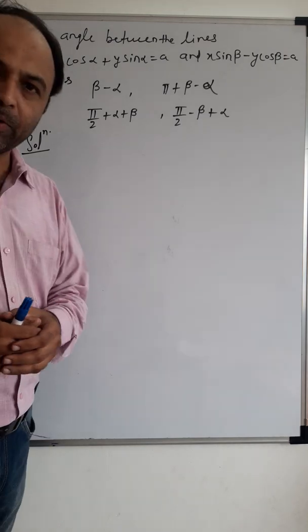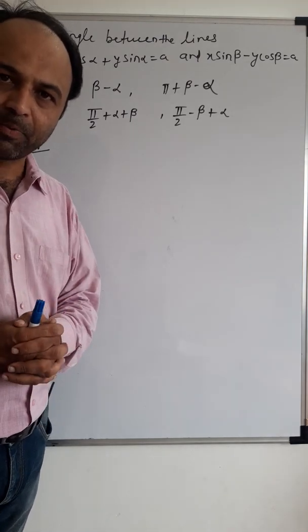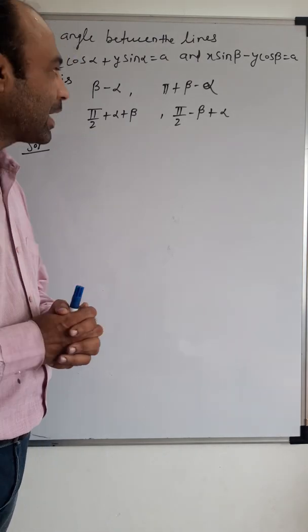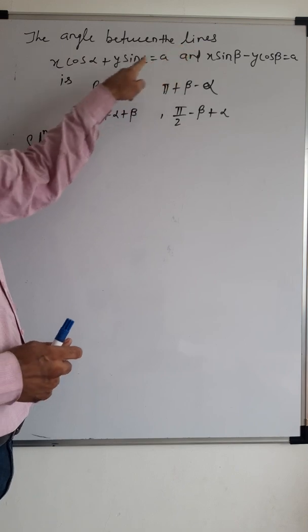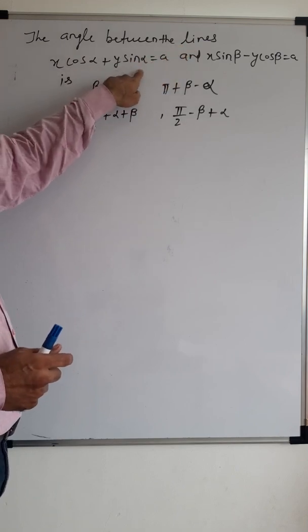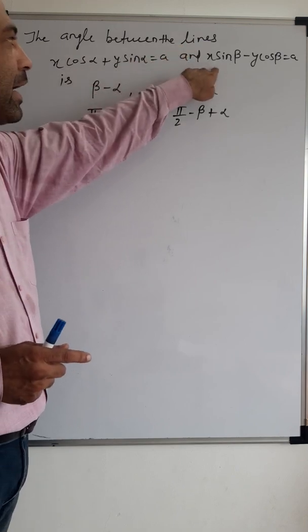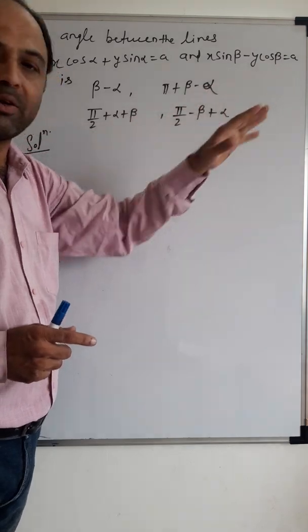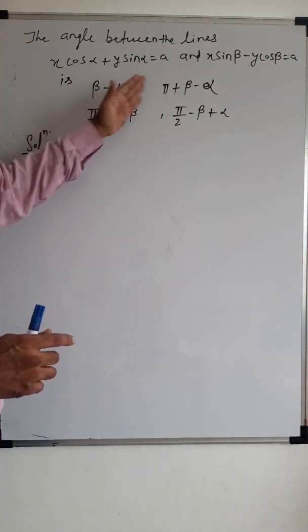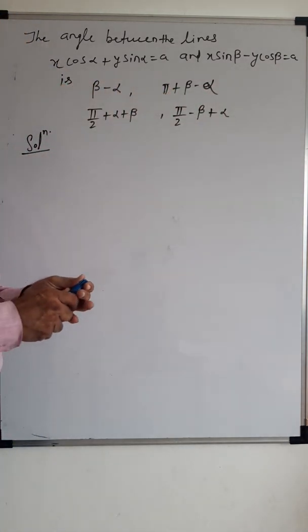Now, in this segment, we'll go through a couple of problems in straight lines. Look at this. The angle between the lines x cos alpha plus y sin alpha equals a, and x sin beta minus y cos beta equals a. Then, out of the four, choose one correct option.